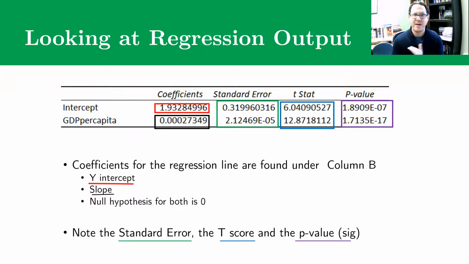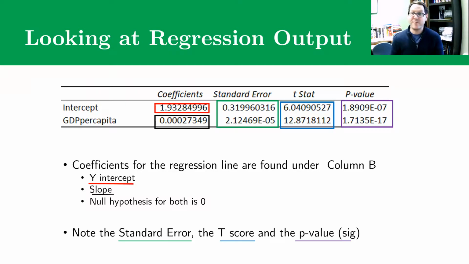I have my Y-intercept, that's the 1.9, and I have my slope, which is 0.0002, which is a really small slope. But again, we're thinking about GDP per capita in dollars for this one. So the effect of a single dollar probably isn't a whole lot, but the effect of 1,000 might be a noticeable impact or a noticeable change.